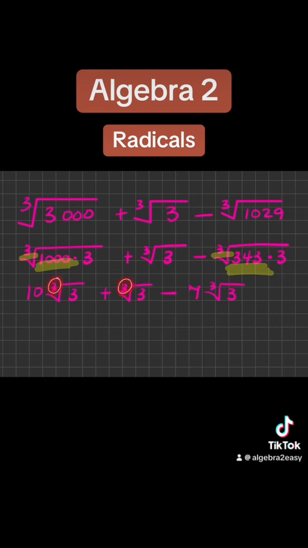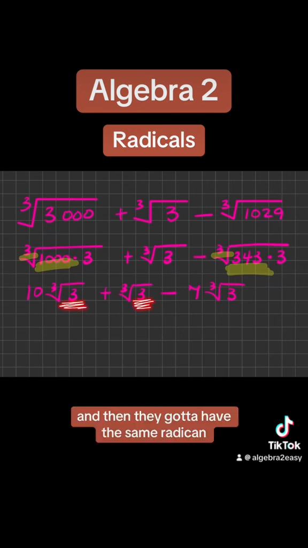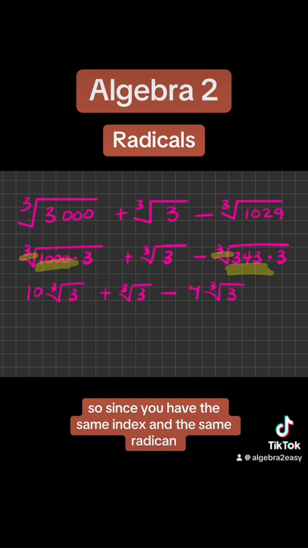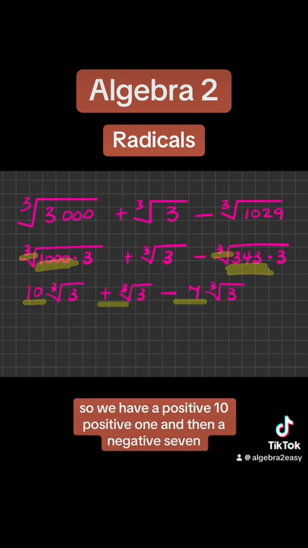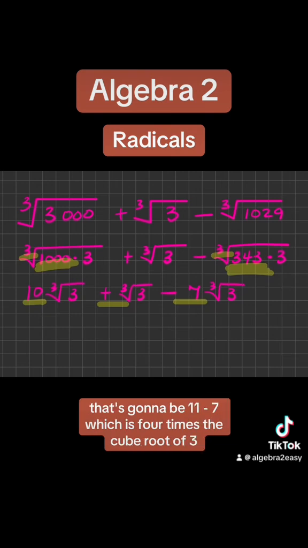And then whenever you're trying to add or subtract these, they've got to have the same index, which they do, of 3, and then they've got to have the same radicand, and all the radicands are 3 as well. So since you have the same index and the same radicand, you can add the coefficients. So we have a positive 10, positive 1, and then a negative 7. Well, that's going to be 11 minus 7, which is 4. Times the cube root of 3. That is my answer.